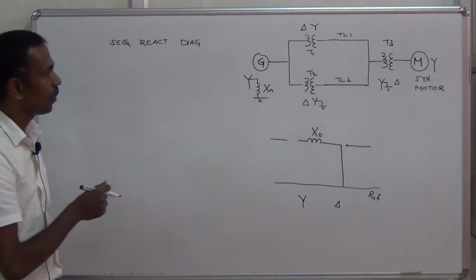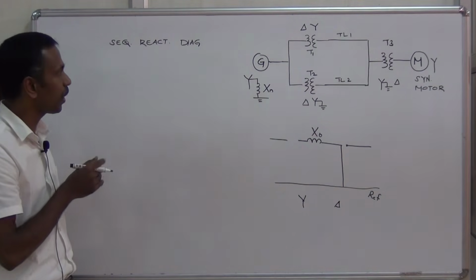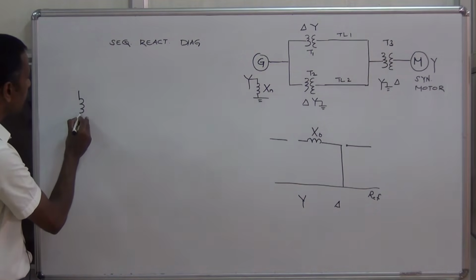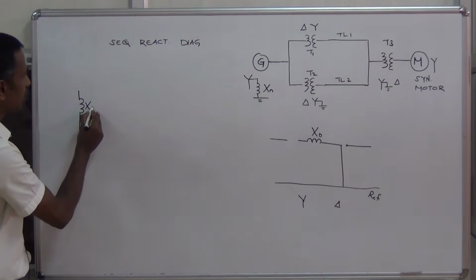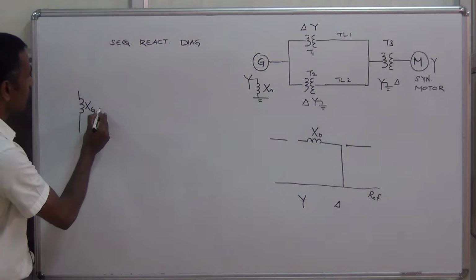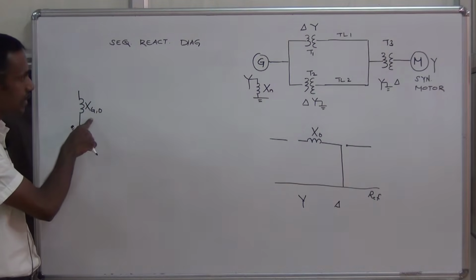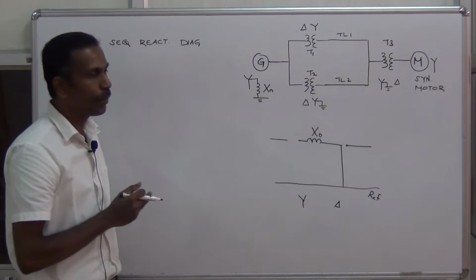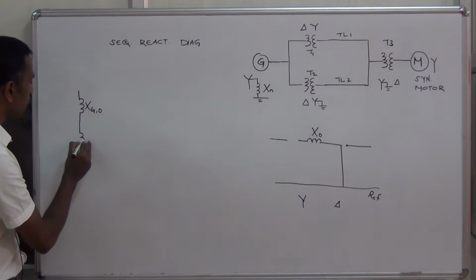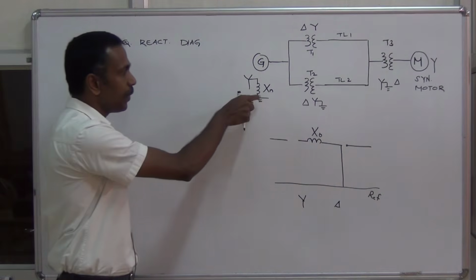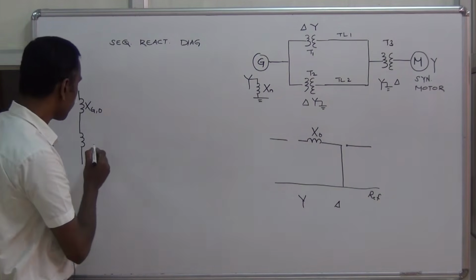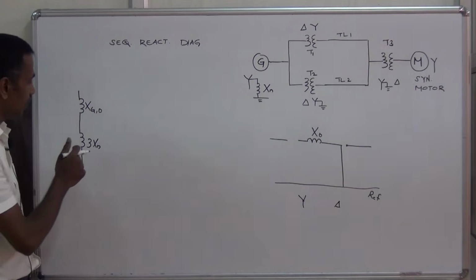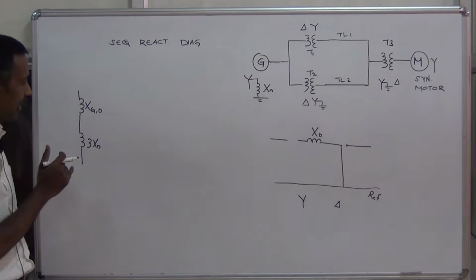Now, let us draw the zero sequence diagram for this particular power system. Let us start with the generator. This is Xg0, the zero sequence reactance of the generator. Here you should consider the neutral grounding reactance also. The neutral grounding reactance Xn should be marked as 3Xn in the zero sequence diagram. We have studied the reason for that in the earlier classes.